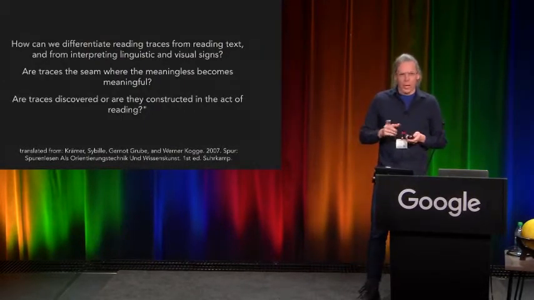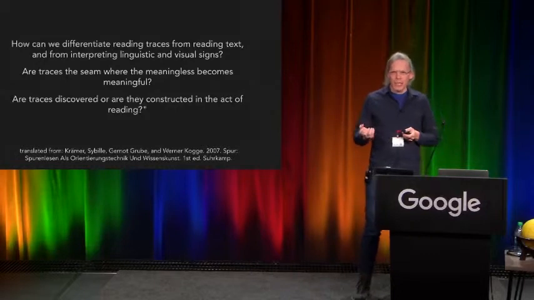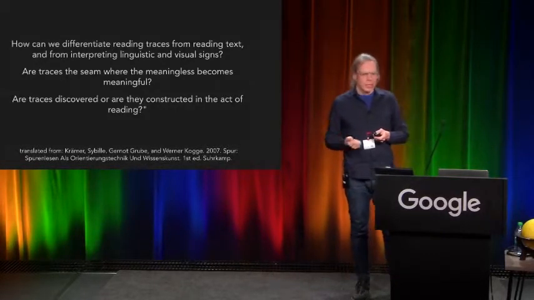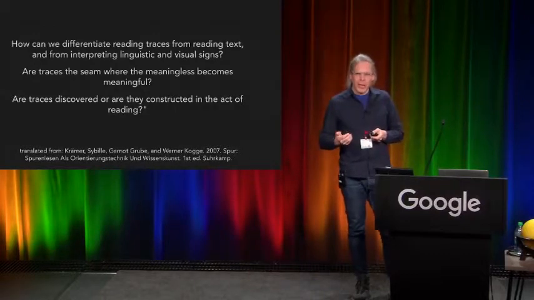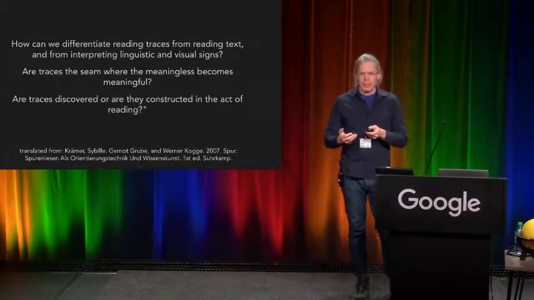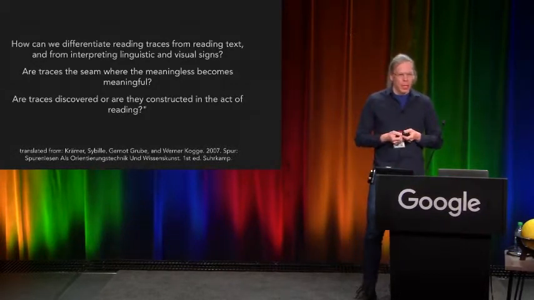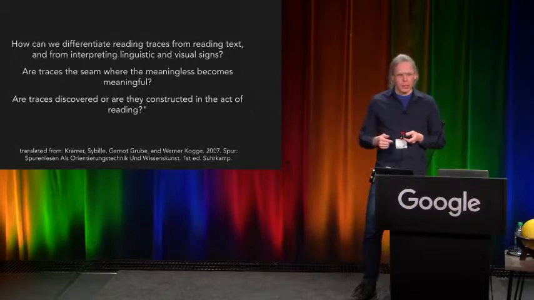So there are a couple of questions that come to mind. One question is, how exactly is reading a trace different from reading a visualization or reading a visual sign? What makes a trace meaningful? Is the meaning something that is located in the object, in the material world, or is it in the interpretation? And most importantly for this discussion, are traces something that are discovered, or is it something that is constructed in the act of reading?